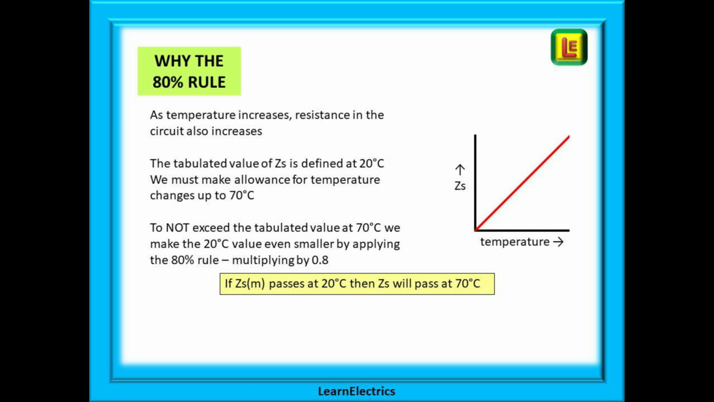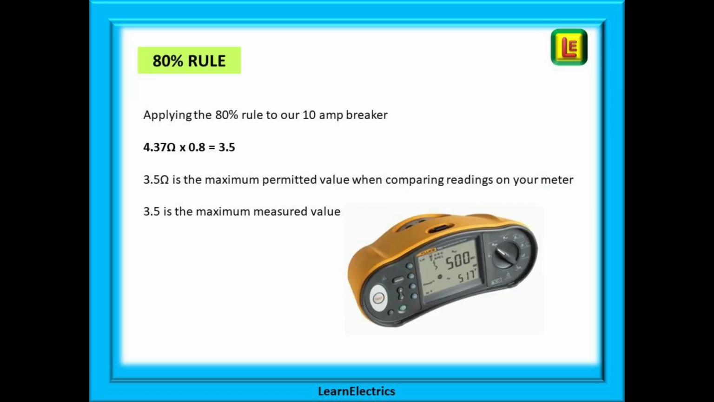On the very simple chart on the right, you can see by the red line that as the temperature increases, the ZS also increases. And we want the measured value to be below the maximum even at 70 degrees. If we apply the 80% rule to our 10 amp breaker, what happens?